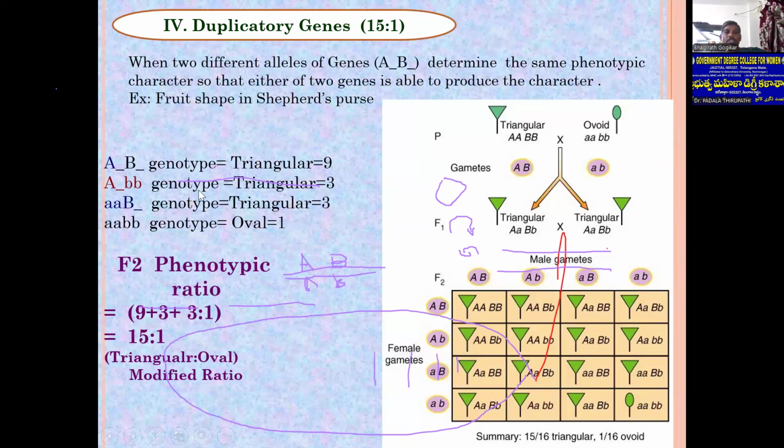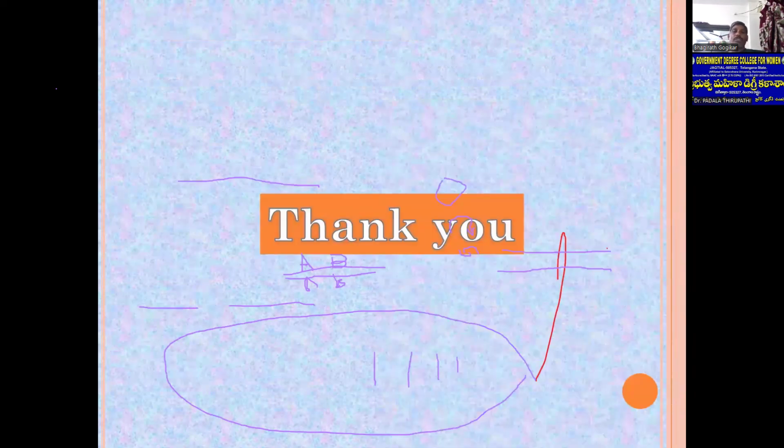So this is the best example for duplicatory genes, that is fruit shape in shepherd's purse, 15:1 ratio. The gene action representative ratio is 15:1. So this is today's class regarding the gene action.